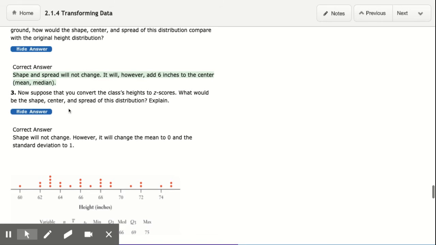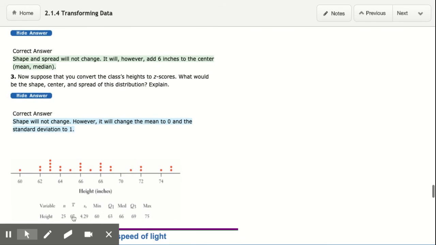So the last thing we'll talk about here is, now suppose that you convert the class's heights to z-scores. So now we go back and we say, hey, instead of looking at them as raw scores, how do they compare in terms of standard deviations and how far they are from the mean? When you do this, the shape, again, is not going to change. It's still going to look exactly the same, except now your center point, your mean, is 0. That's spot on. So this 67 is going to be 0 because it's spot on the actual average that it is for this class.